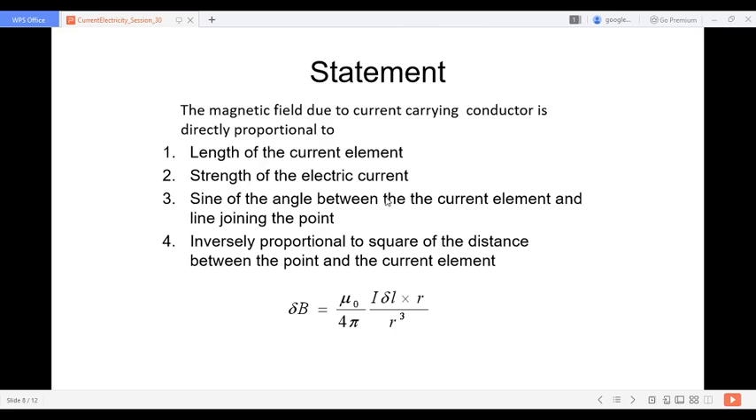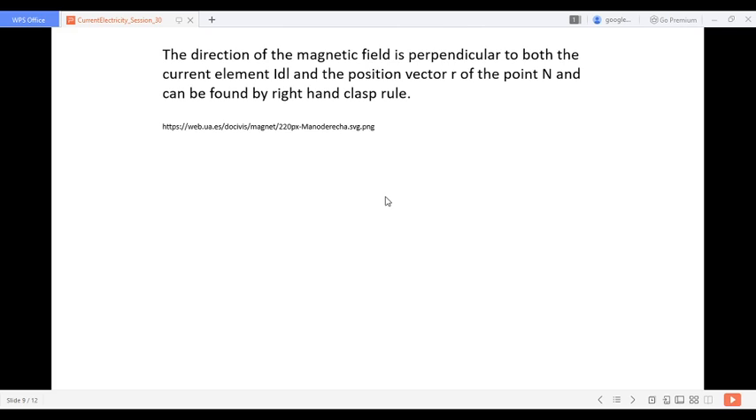Magnetic field del B is a vector quantity and it also has direction. Direction of the magnetic field is found to be perpendicular to both the current element I dl and the position vector r of the point N and can be found by the right hand clasp rule.